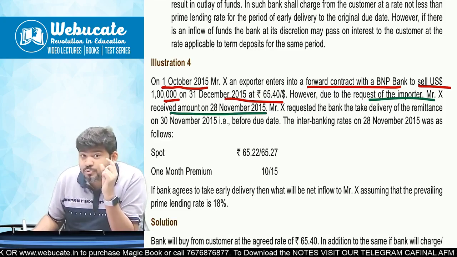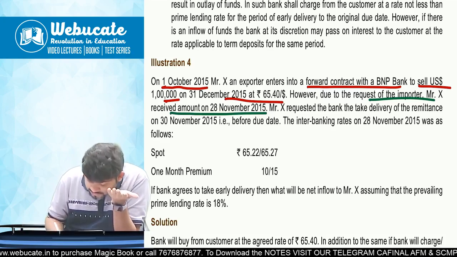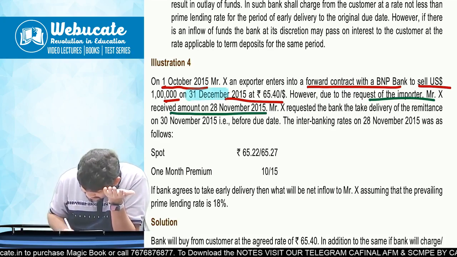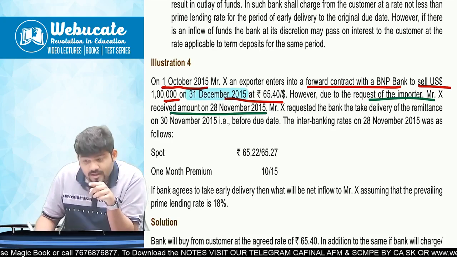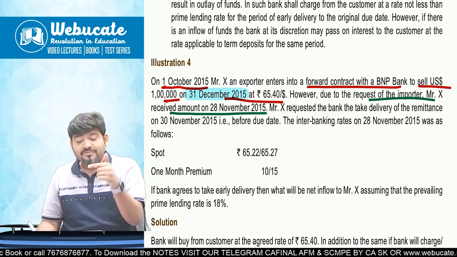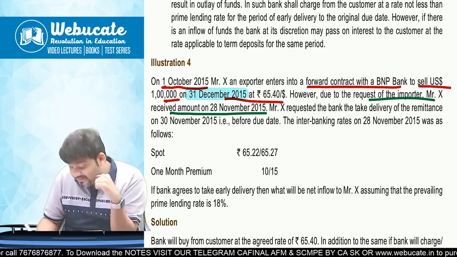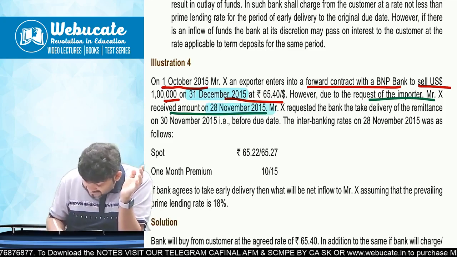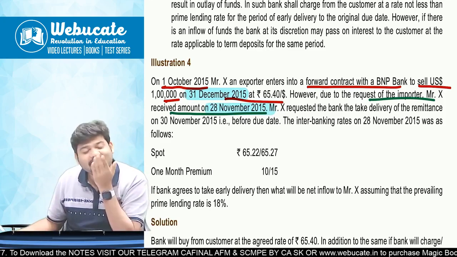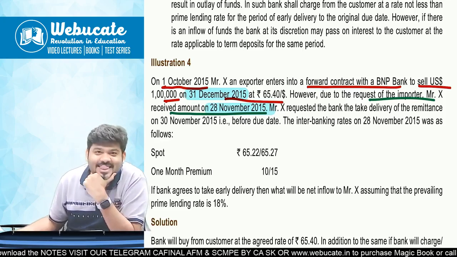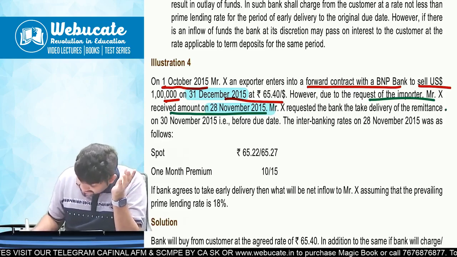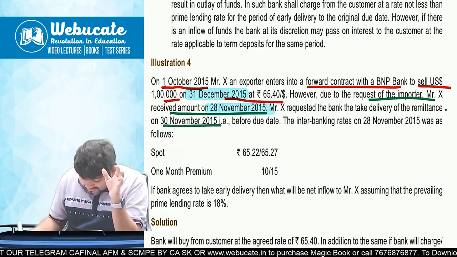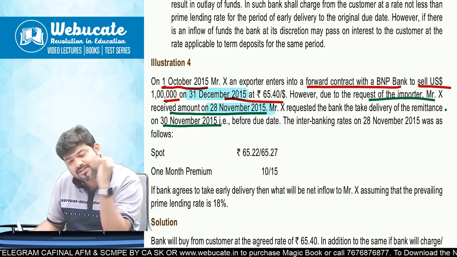What was the due date? 31st December 2015. Okay. Due to the request of the importer, Mr. X received. When is he receiving? On November 28. 1 month earlier. Okay. Mr. X requested the bank to take the delivery of the remittance on 30th November. That is before 1 month due date.